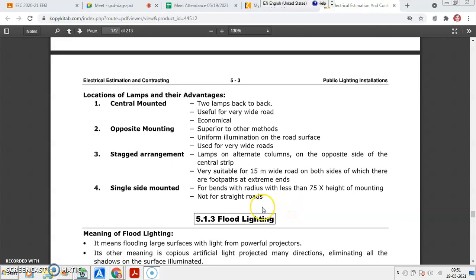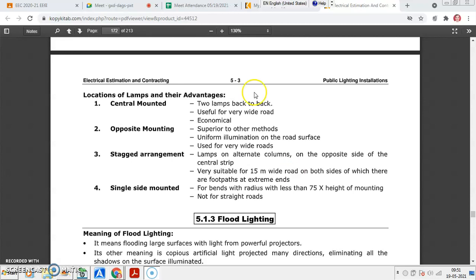These are the lamp posts provided with bends having high radius, 75 x height of the mounting, so that it will reach to the center of the road. This is not especially used for the straight road. You may have some internal roads, you may have corners. At that place you can provide.